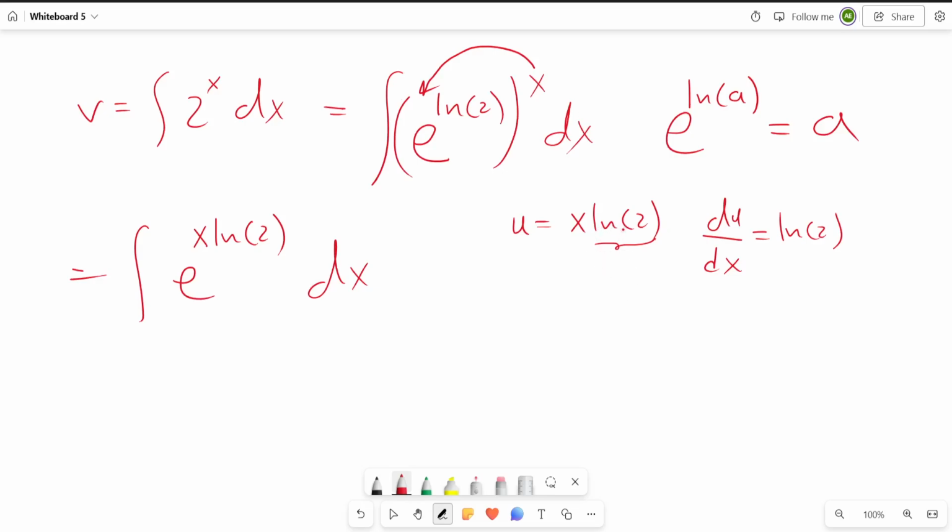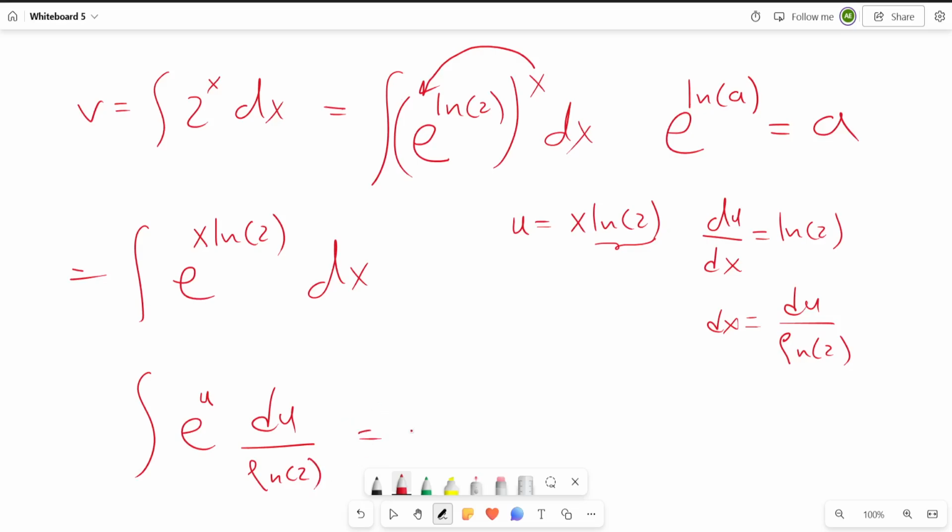So the differentiation of x ln 2 is basically ln of 2. So my dx is going to equal du over ln of 2. So let's distribute and substitute everything. So integration of e to the power of x ln 2 is going to be, instead of x ln 2 we have u, and instead of dx it's going to be du over ln of 2.